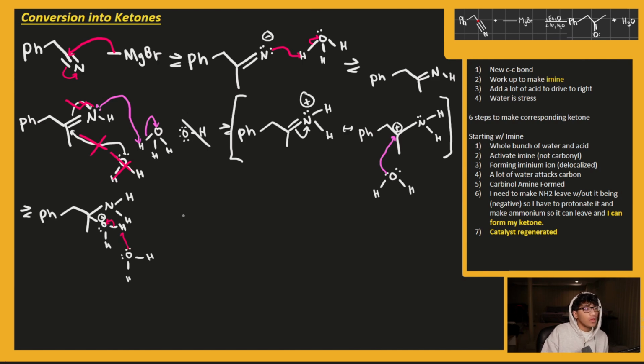So now, what's our goal? I don't want you to be doing these mechanisms blind. You need to have a goal. What's the point? We're trying to make a ketone, right? So we're almost there. We have the O for the ketone. It's ready. We just got to do a couple more steps.